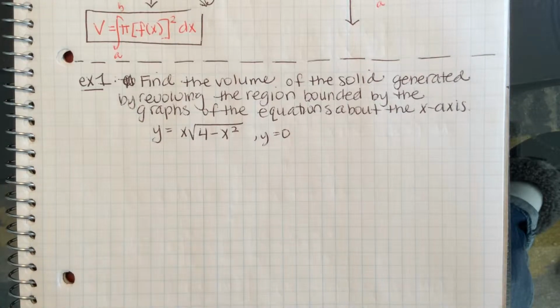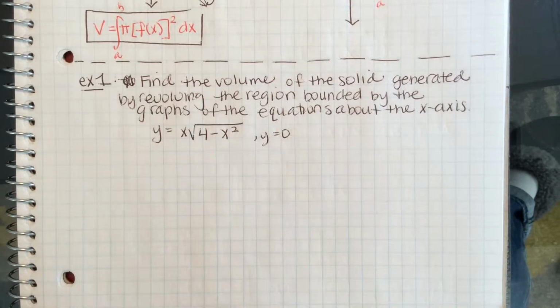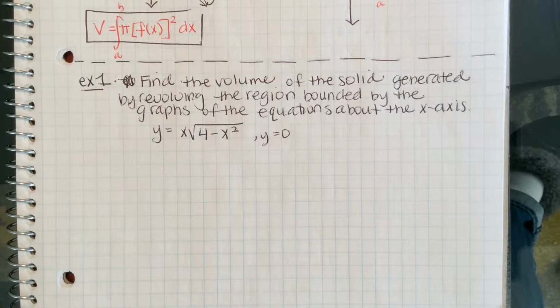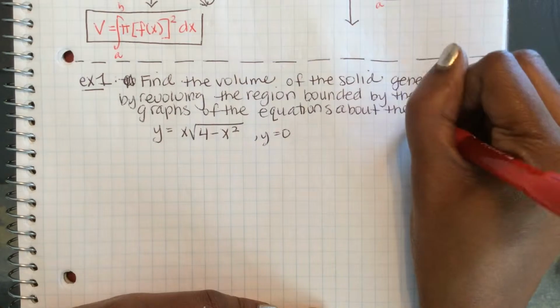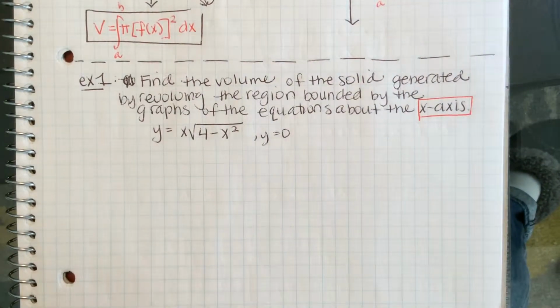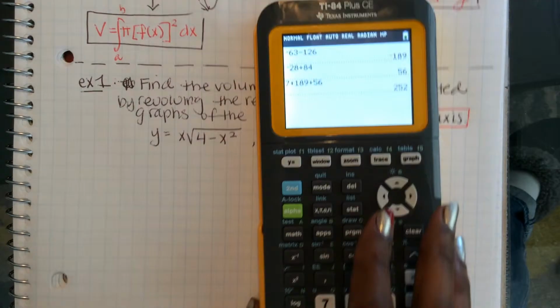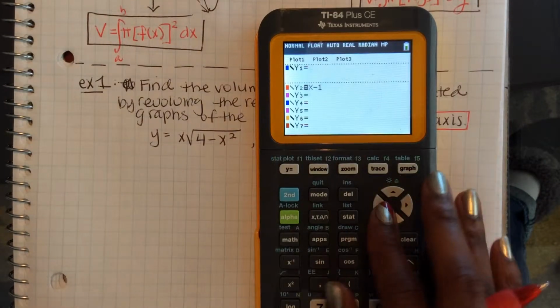Find the volume of the solid generated by revolving the region bounded by the graphs of the equations about the x-axis. So the first thing I need to pay attention to is what we are rotating about. We're rotating about the x-axis. So let me get a visual of this graph.